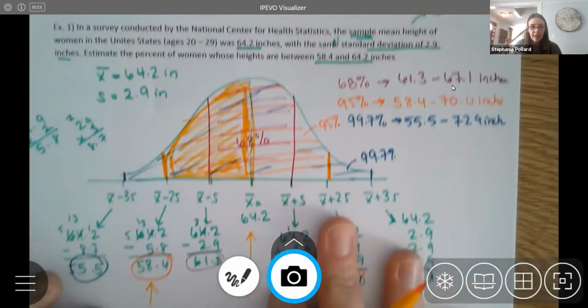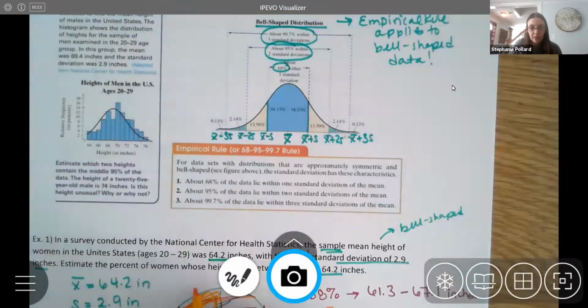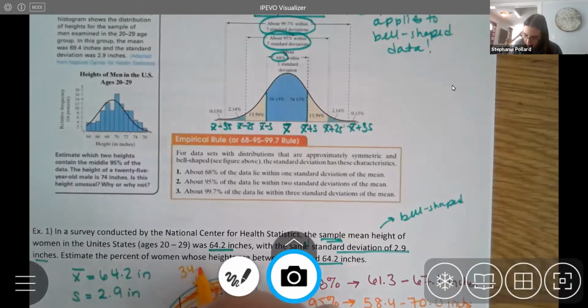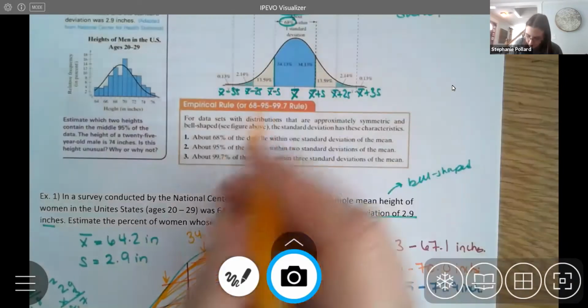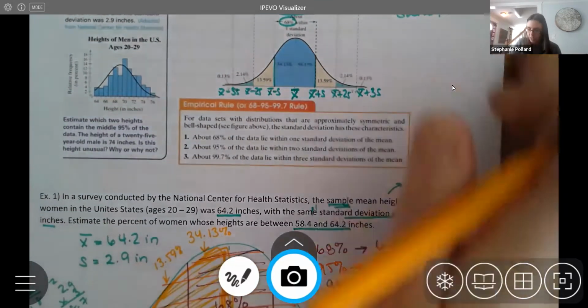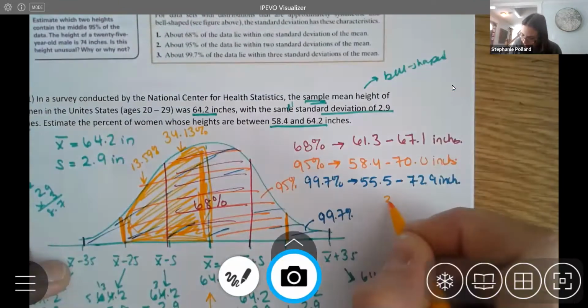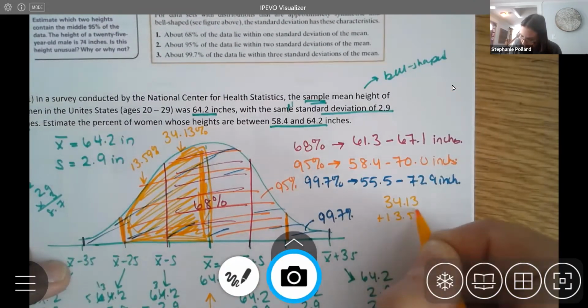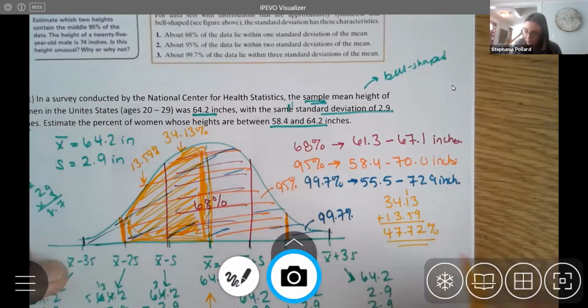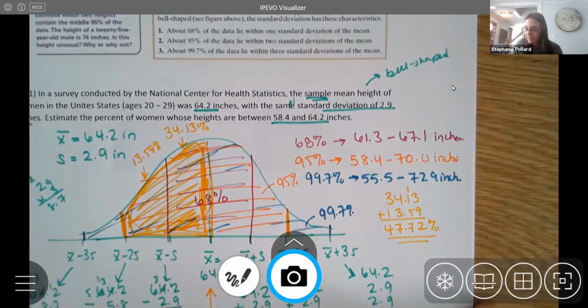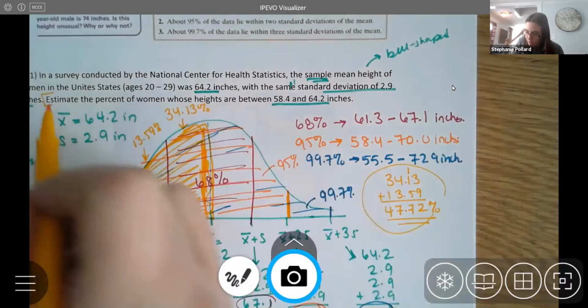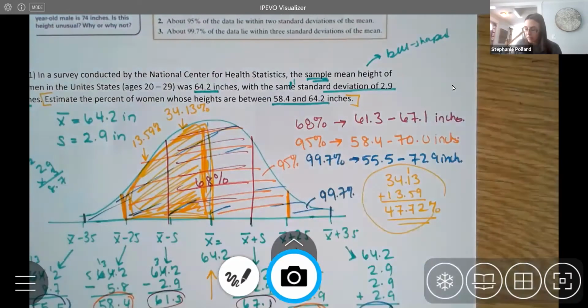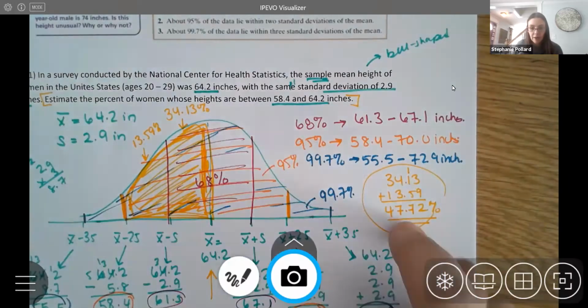So if I just scroll up here a little bit, I can get more exact breakdowns. I can see this piece right here is 34.13%. And then this piece next to it is 13.59%. So if I add those two together, I get 47.72%. So that's the exact answer to this problem. Estimate the percent of women whose heights are between these two values is 47.72. Again, my rough estimate was about 47.5, just using the rough percentages. So we can see that looks very good.